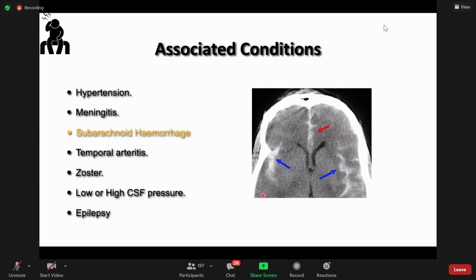Subarachnoid hemorrhage, this is a CT scan of subarachnoid hemorrhage, and we see that there is fluid of increased density, which is blood, within the interhemispheric fissure and in the sylvian fissure.